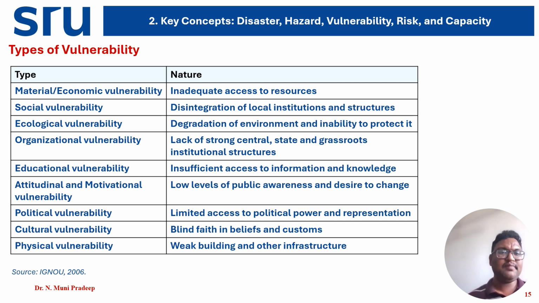And the next one is political vulnerability. There is limited access to political power. Marginalized communities such as tribals, Dalits, migrants and women often have no political voice to demand safer infrastructure, better warning systems, or post-disaster compensation. So their political exclusion makes them more vulnerable.